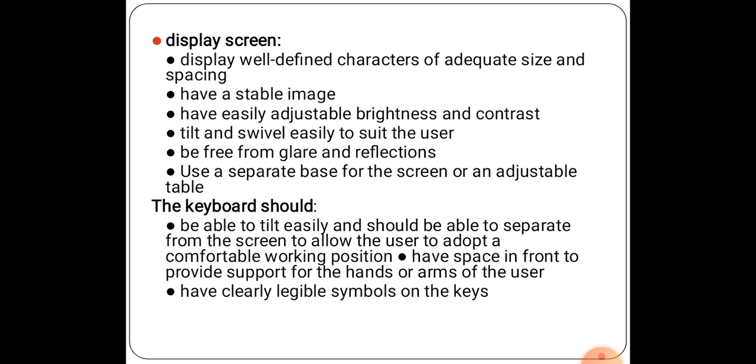Next thing is to have a stable image. We should not have a blurred image, or a moving image. We should have a stable image so that the user can see clearly. Have easily adjustable brightness and contrast. The brightness and the contrast have to be adjusted according to the lighting provided to the user. Tilt and swivel should be easy for the user. The system has to be moved according to the light that is falling on the user.